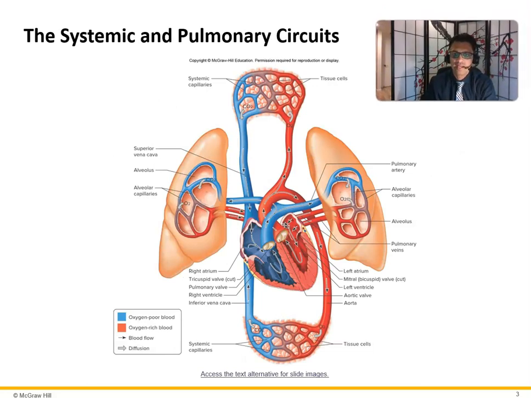So if you look at this diagram, here it is. The superior vena cava, which is going to dump into here, is going to drain the blue blood from your head and upper extremities. The inferior vena cava is going to drain the blue blood from your abdomen and your lower extremities. And so it will dump into the first chamber, which is the right atrium. And then it will go through a valve called the tricuspid valve, or the right AV valve.